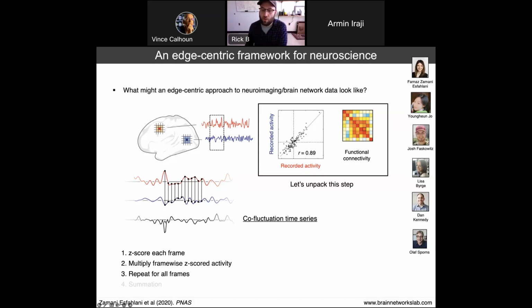We're going to call that a cofluctuation or edge time series. The elements in this time series tell us when the activity of two regions are deflecting above or below their mean and by how much. And I'll give you a couple examples.